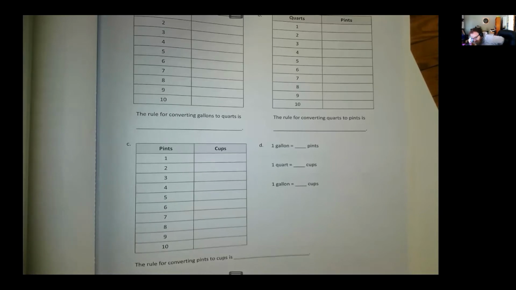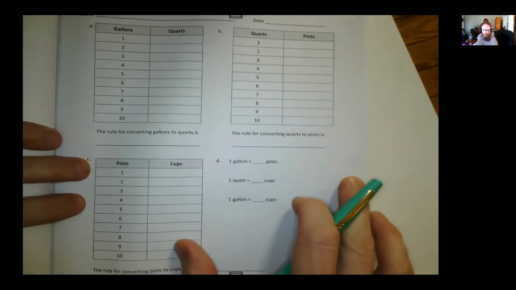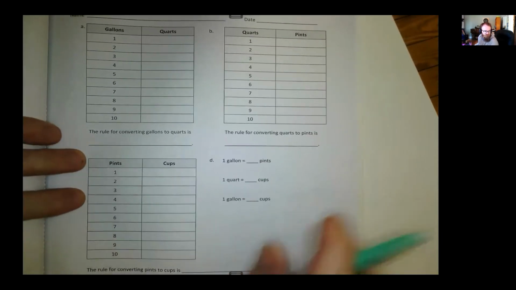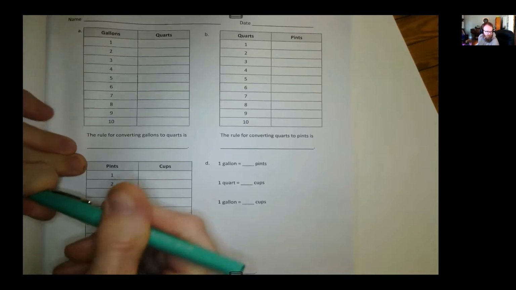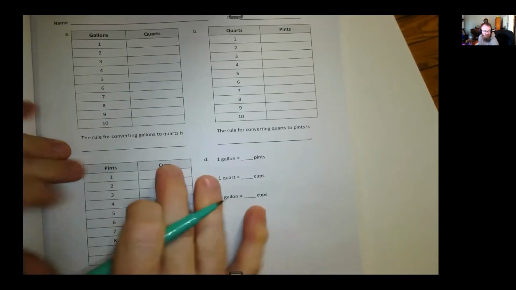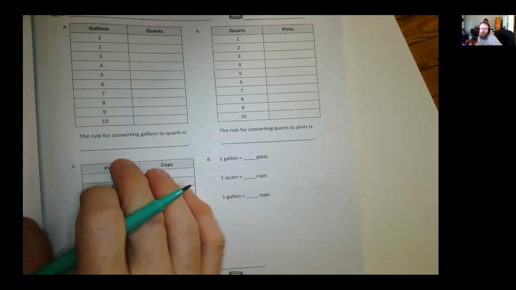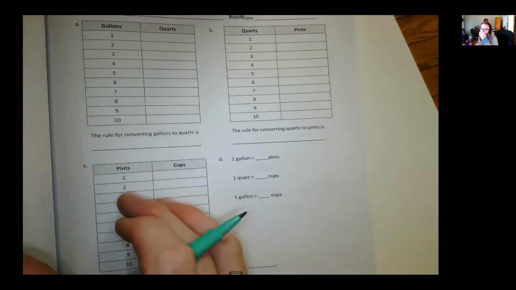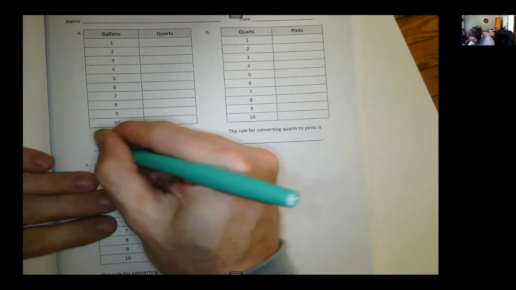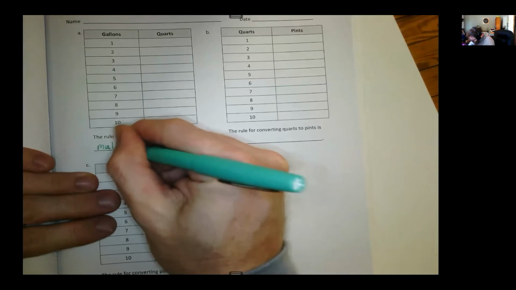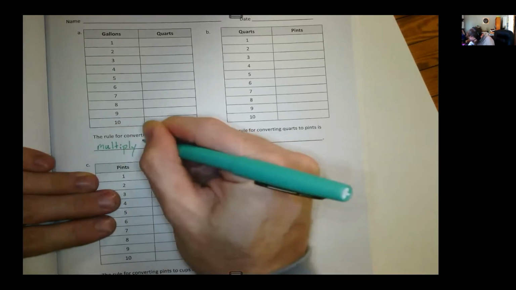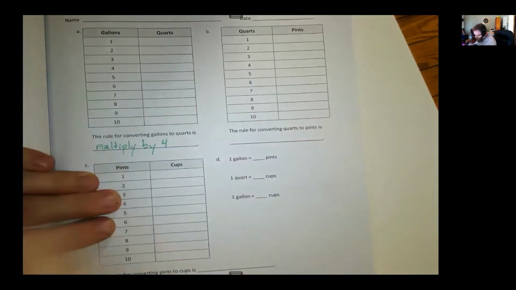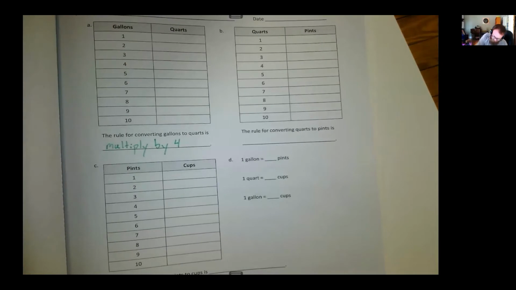We're going to convert gallons to quarts to start. So the rule for converting gallons to quarts is to multiply by 4. Multiply by 4. Because there are 4 quarts in 1 gallon.